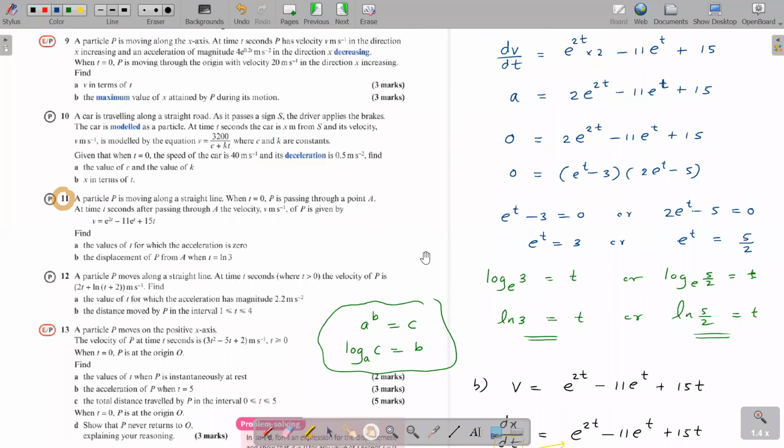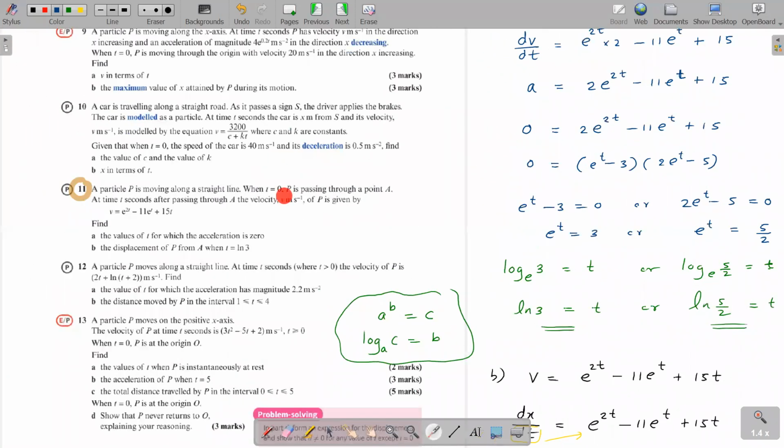I think they have given us some boundary conditions. They have told you when t is 0, p is passing through a, isn't it? Now, when you are at a, we are supposed to find the displacement of p from a when t is ln3. So how do we get the c value?